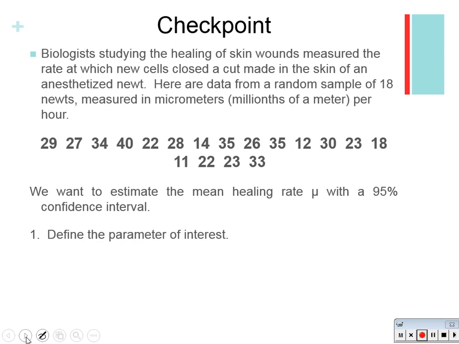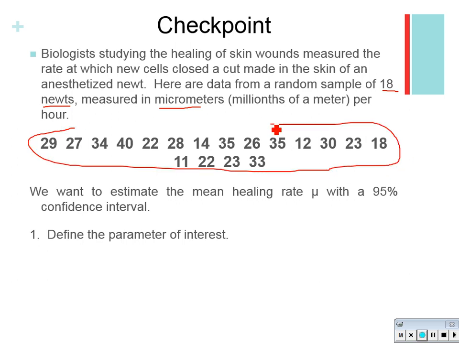So this question here has some different things in it involving a t-interval again. It says biologists studying the healing of skin wounds measured the rate at which new cells closed a cut made in the skin of an anesthetized newt. Here are the data from a random sample of 18 newts, so there's the sample size, measured in micrometers per hour. So once again, it's not summarizing the data values, it's giving what the actual data values are. It says here that we want to estimate the mean healing rate with a 95% confidence interval.